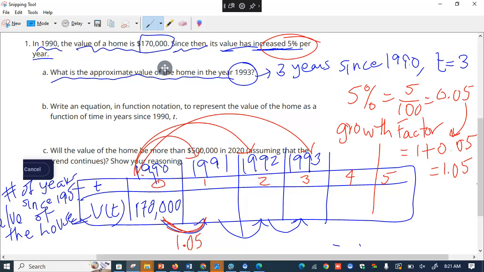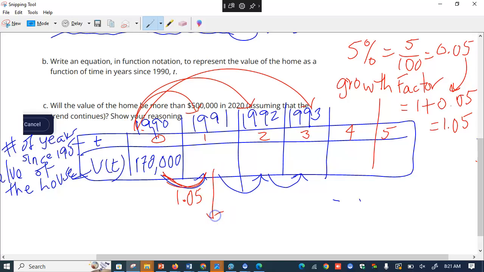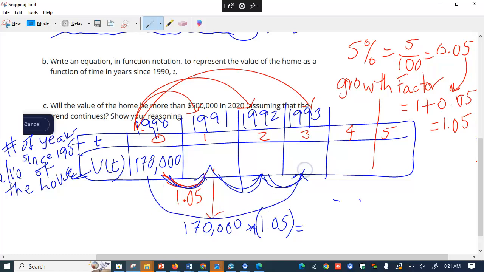Okay, so if you do simple math on your calculator, how do I find this answer? All you do is 170,000 multiplied by 1.05, and you're multiplying this 3 times because you want to go 1, 2, and 3. So from here, you multiply by 1.05, and another 1.05. So together there are three 1.05s multiplied, and that's why you put the 3 up there as the exponent. So hopefully I'm making sense.